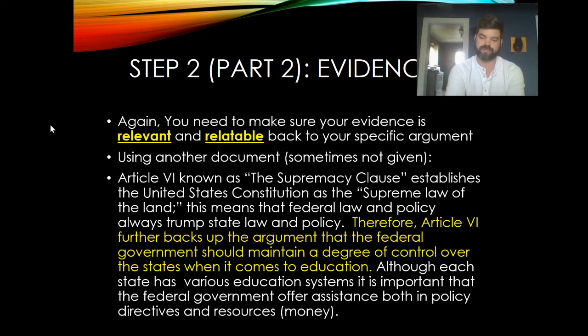Article 6, known as the Supremacy Clause, establishes the United States Constitution as the supreme law of the land. This means that federal law and policy always trump state law and policy. Therefore, again, here's the part where I make it relevant and relatable. Therefore, Article 6 further backs up the argument that the federal government should maintain a degree of control of the states when it comes to education. Although each state has had various education systems, it is important that the federal government offer assistance both in policy directives and resources.